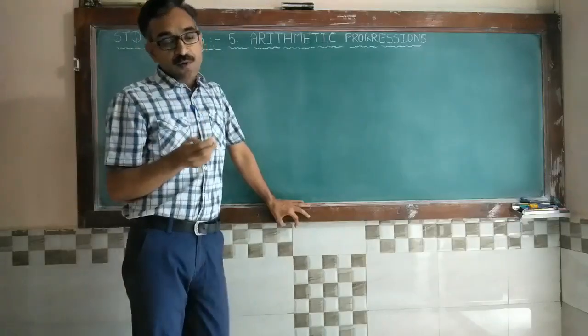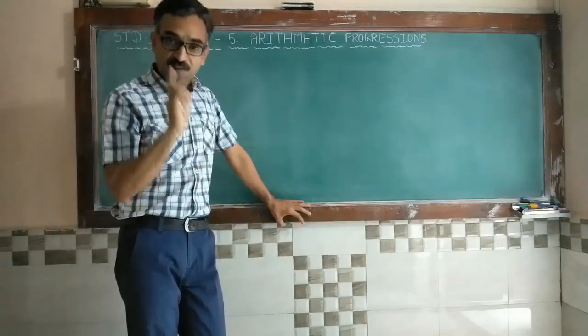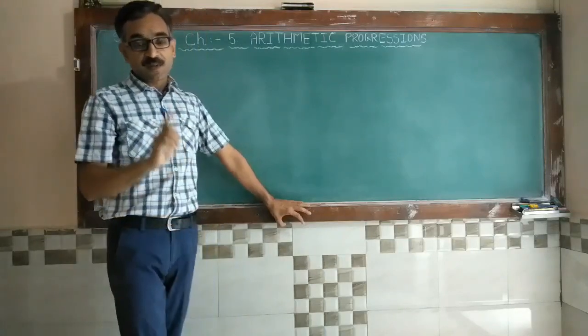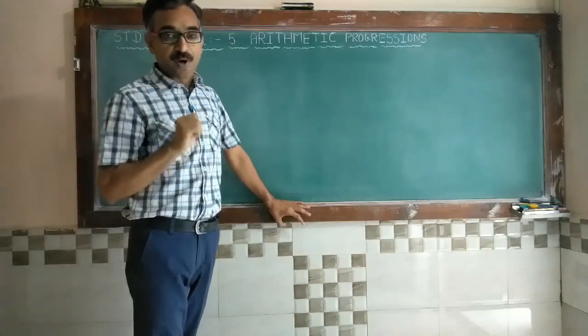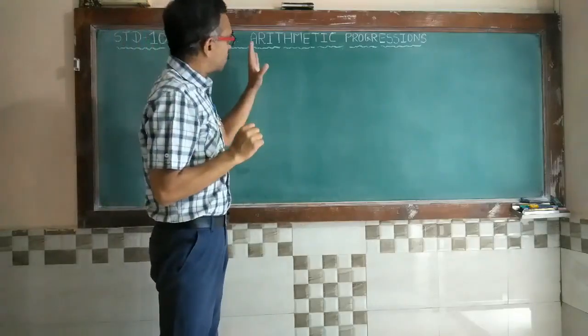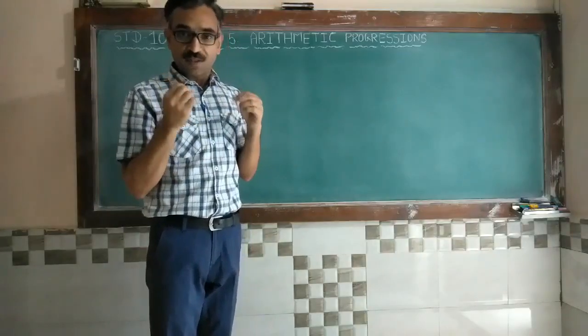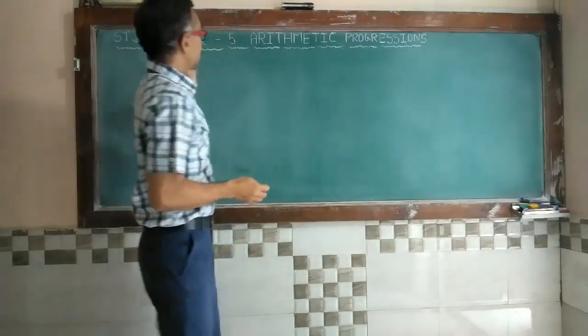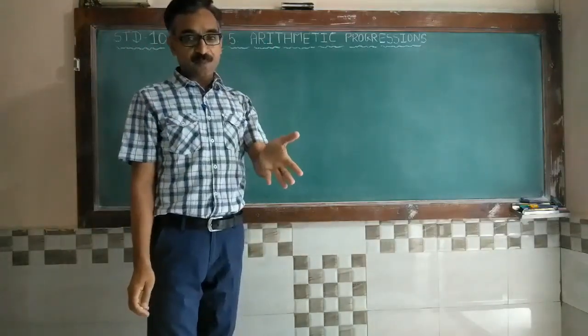Okay, now we are going to start maths chapter number 5, arithmetic progression, which has a weightage of 4 marks in your board exam. And it is a good chapter to raise your confidence. Okay, so now let's start with arithmetic progression. What do we mean by arithmetic progression?